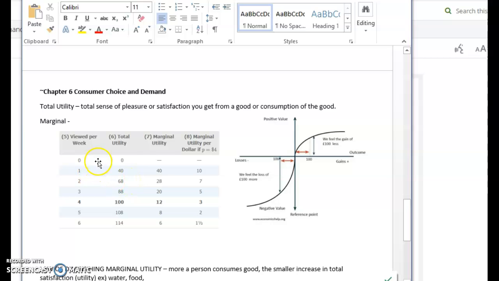Marginal. This is really important. Marginal means every time you go up one, there's an effect. So this total utility is just a graph of utility over marginal utility. After 1 week, it's 40 total. 2 weeks is 68, but 68 is not the amount it went up; it's the total now. So it went up 28.